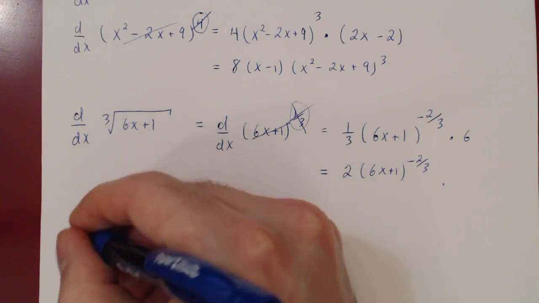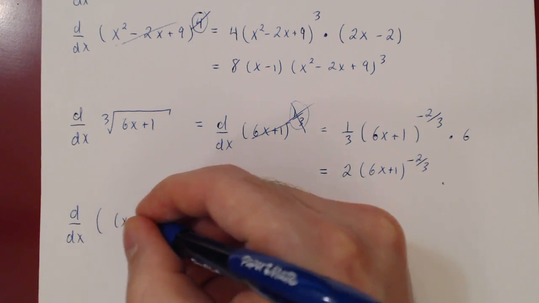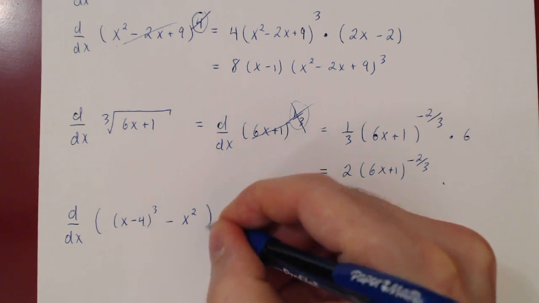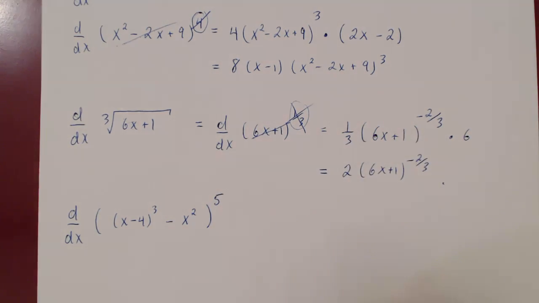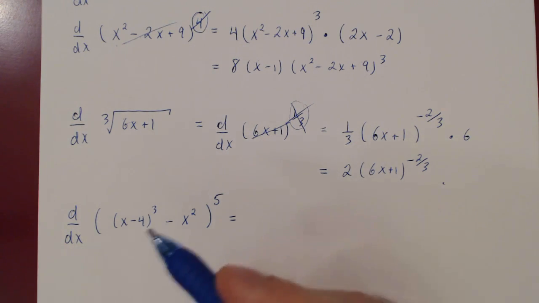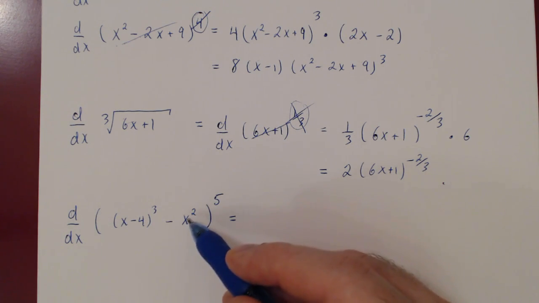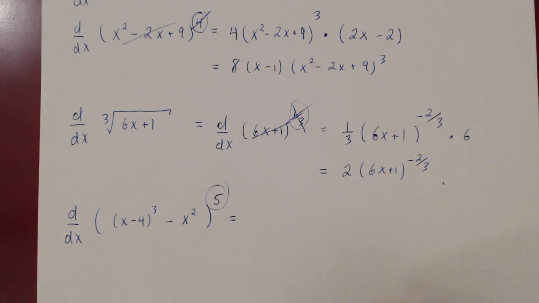The derivative with respect to x of x minus 4 cubed minus x squared, all to the 5th power. Well, again, think of it as if you were to evaluate this function, what would you compute first? Well, if I gave you x, you would do x minus 4, then cube it, then minus x squared, and once you have all this, you would take the 5th power. So the power of 5 is the outside function.